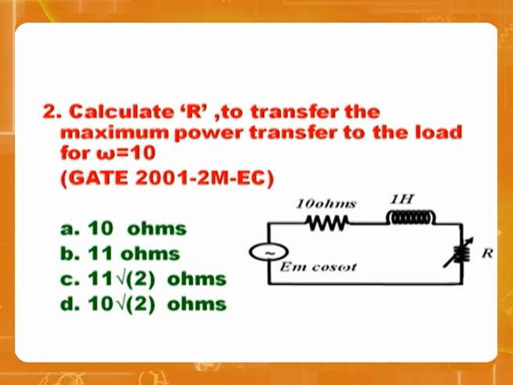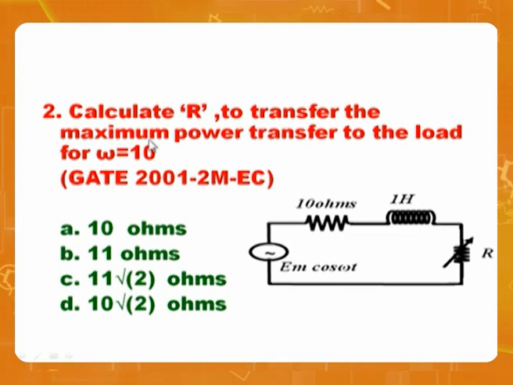Now I am back to maximum power transfer. I am going to do problems on all these 3 theorems. First is illustrative examples, then maybe I can do more later in the next class. The question is, calculate R to transfer the maximum power to the load for the frequency of 10. This is GATE 2001, 2 marks EC. And this is basically mentioned in this. Look at here. As I told you in the previous problem, this is 1. This is 10. 1 Henry, you have to calculate it. You have to convert it.